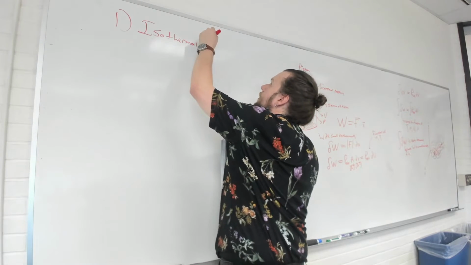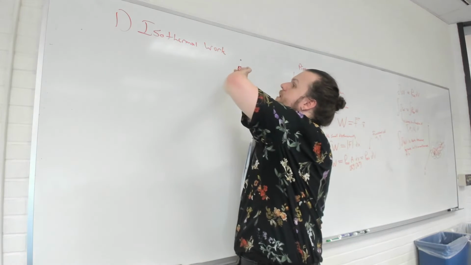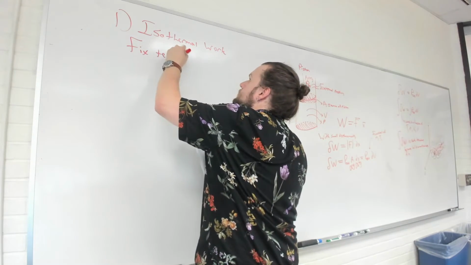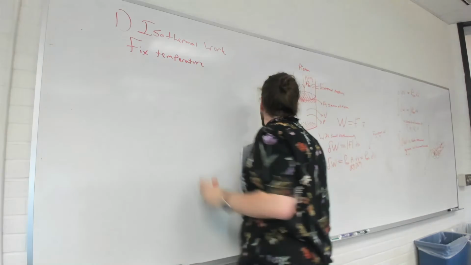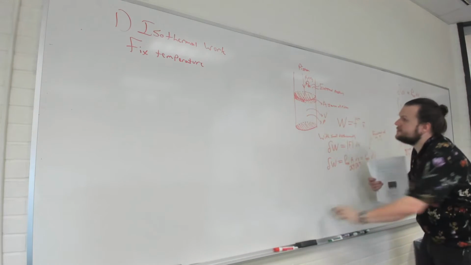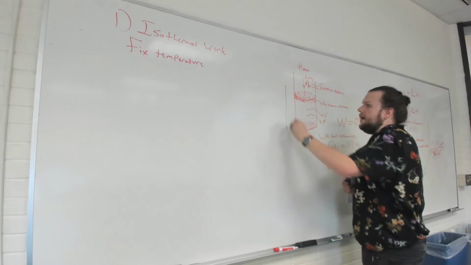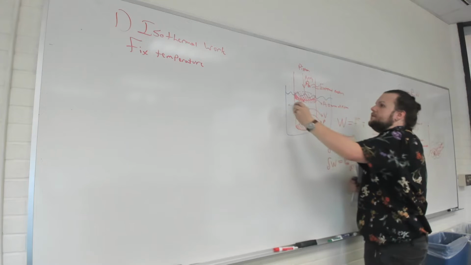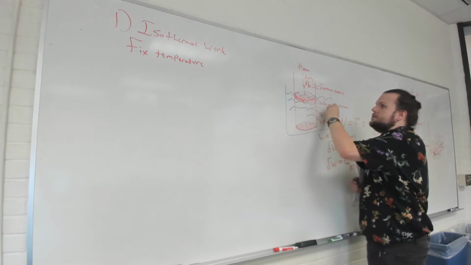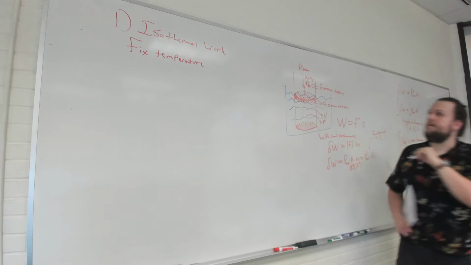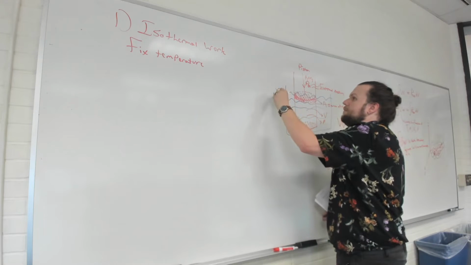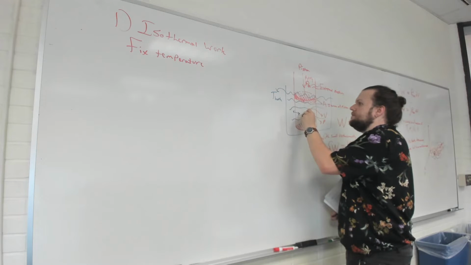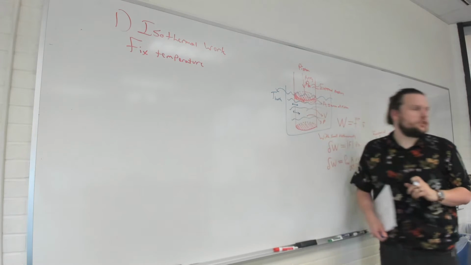So what we're going to do, we're going to fix temperature. Now the easiest way to fix the temperature of our piston is to put it in a bath, and allow it to exchange heat. So that we have a bath at T bath, and the system can exchange heat. Right? So the system is always at the bath temperature.